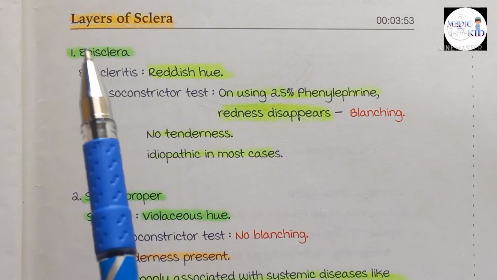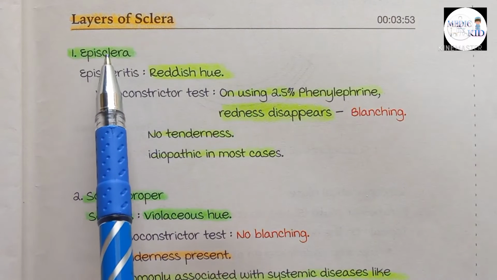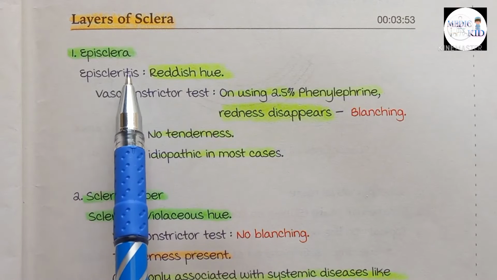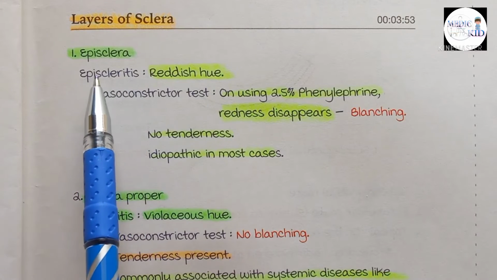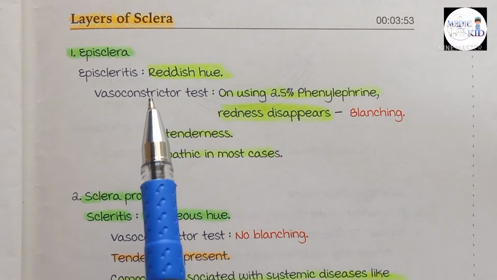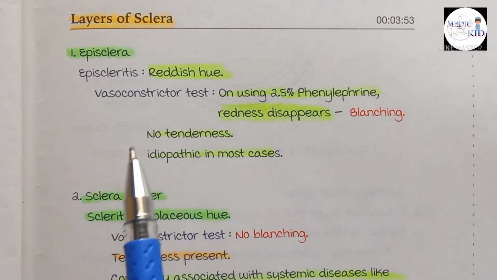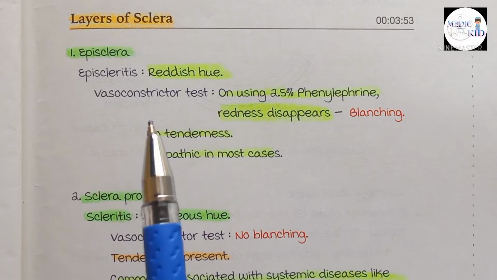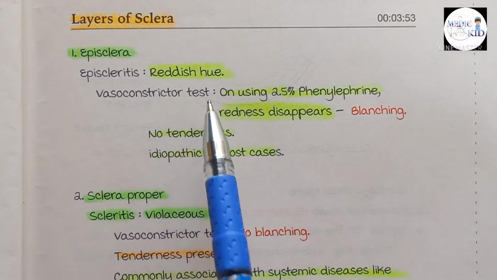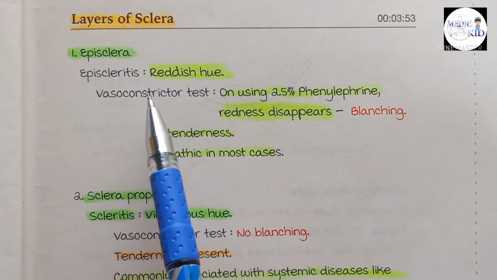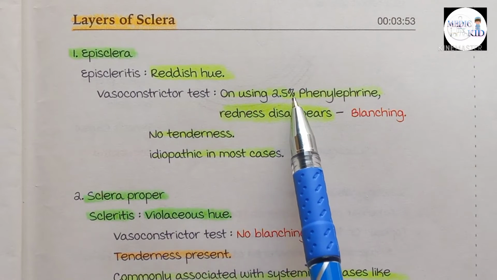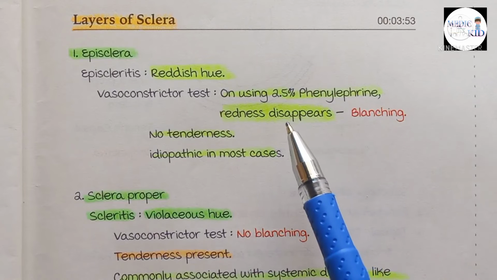As we see, if the episclera gets inflamed, it is known as episcleritis, meaning inflammation of the episclera. It will look reddish in color. So how will we differentiate? We have to do a vasoconstrictor test. What are we doing in the vasoconstrictor test? We are using 2.5 percent phenylephrine.